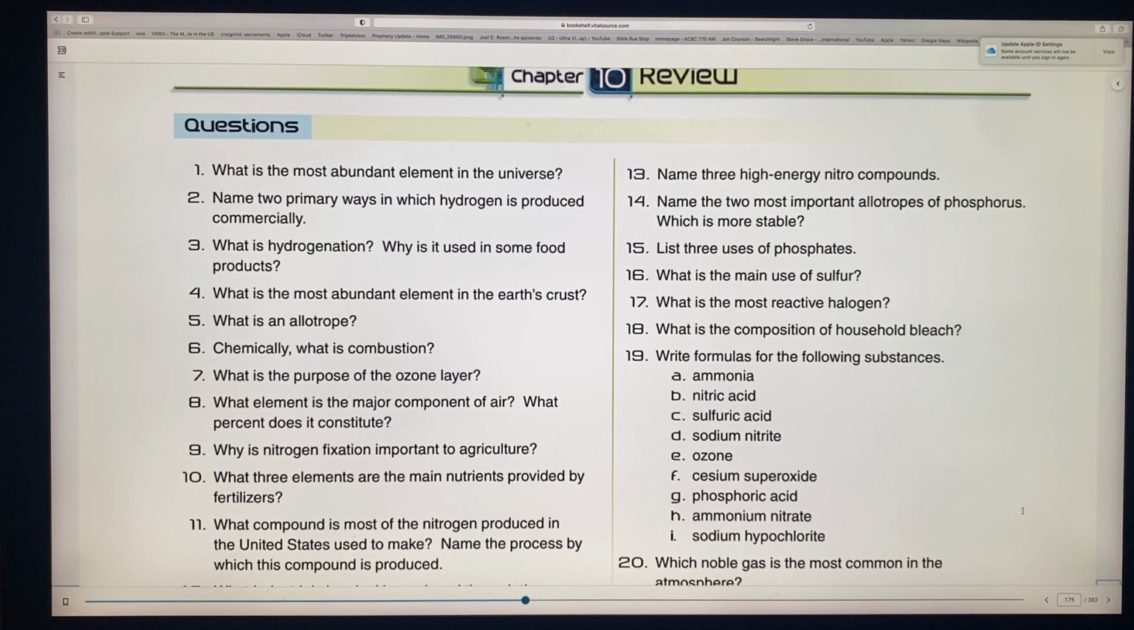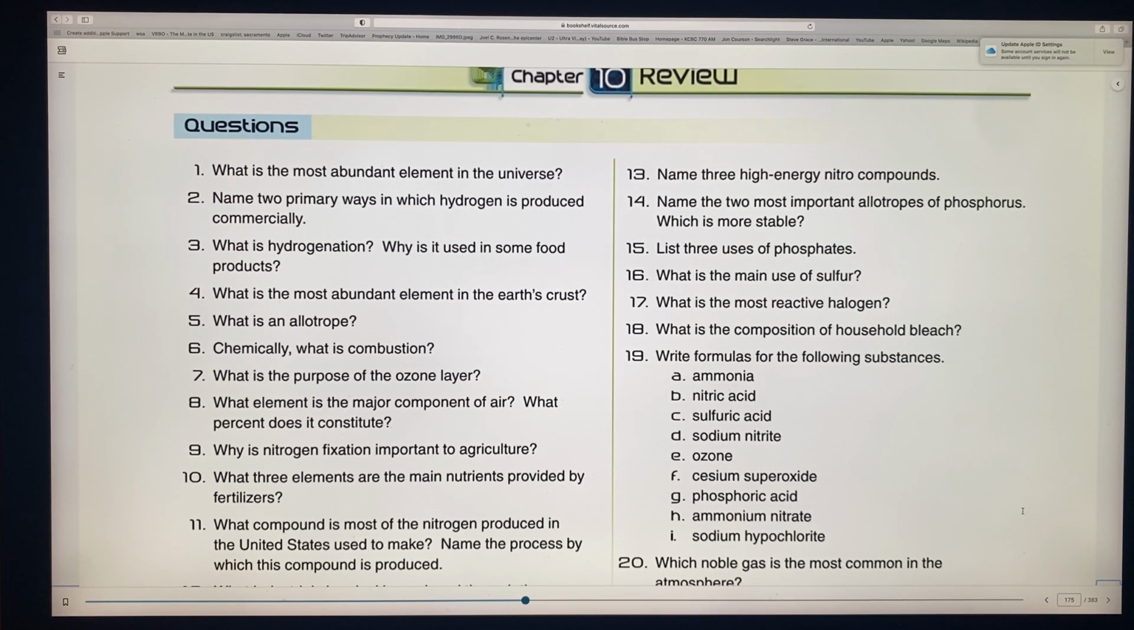Number 5, what is the allotrope? Well, it's important that you know what an allotrope is. Basically, it's a different physical state of a certain element. Like you take oxygen, you have regular oxygen, and you have ozone, which is O3. They're in different forms, so they're called allotropes because they look different.